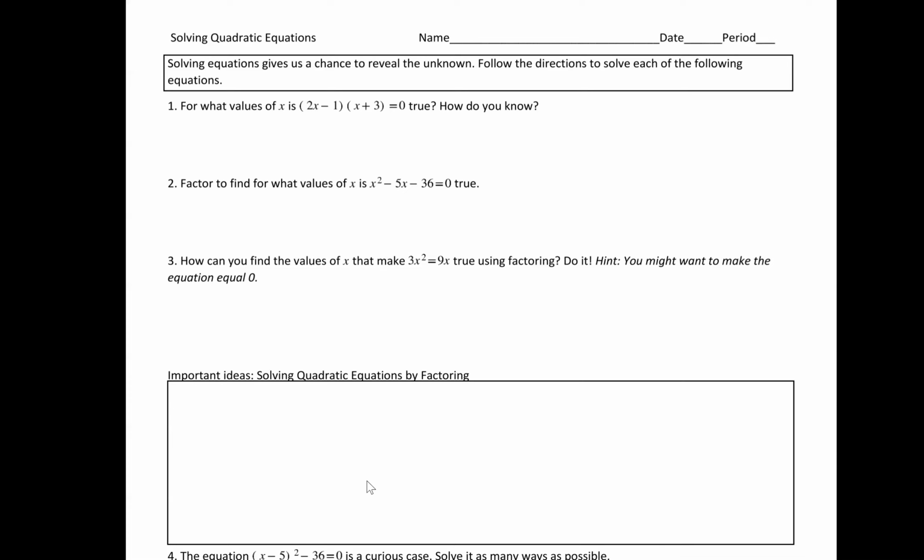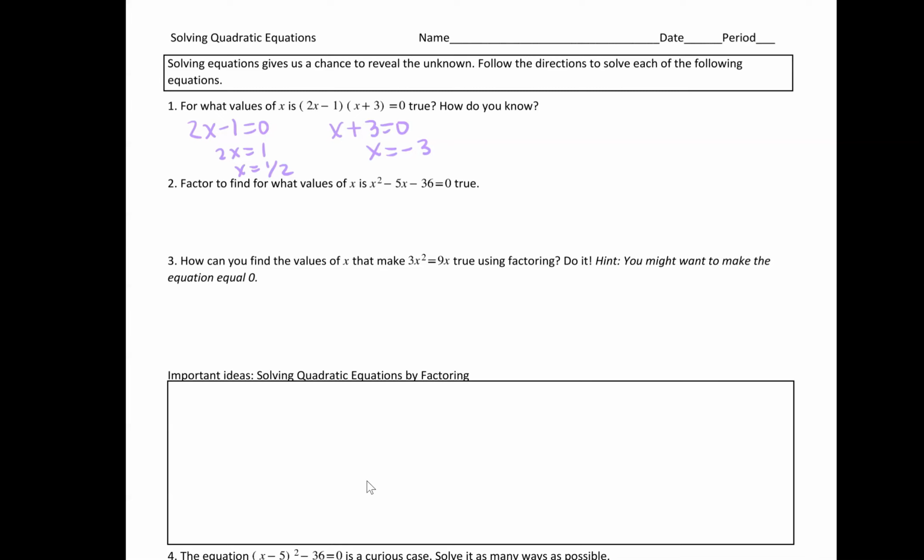Okay, so for what value of x is (2x - 1)(x + 3) = 0 true? So what am I going to do? I'm going to say 2x - 1 = 0, and x + 3 = 0. So x is going to be 1/2, or x is going to be -3.